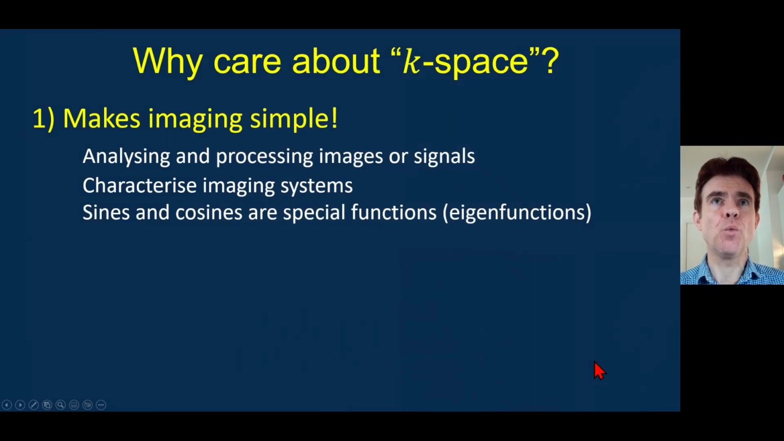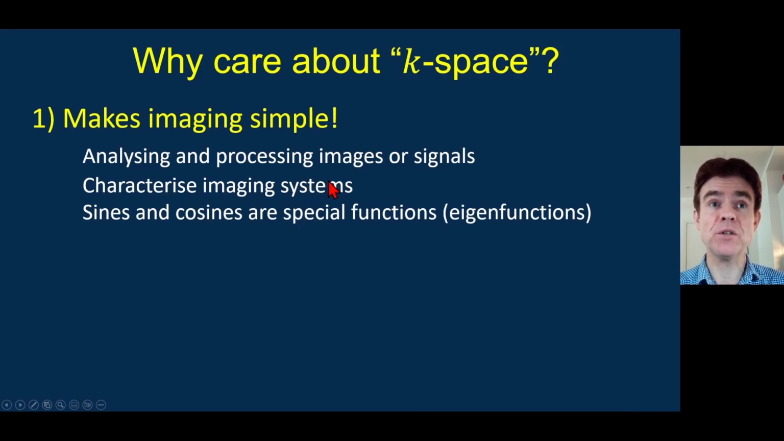Okay, so why care about K-space? Well, first of all, it makes imaging science very simple. We can analyze and process images or signals by looking at a K-space representation of those images, signals, or functions. In particular, we can characterize imaging systems when they are linear shift invariant, which many simple imaging systems, such as cameras, can be approximated by.